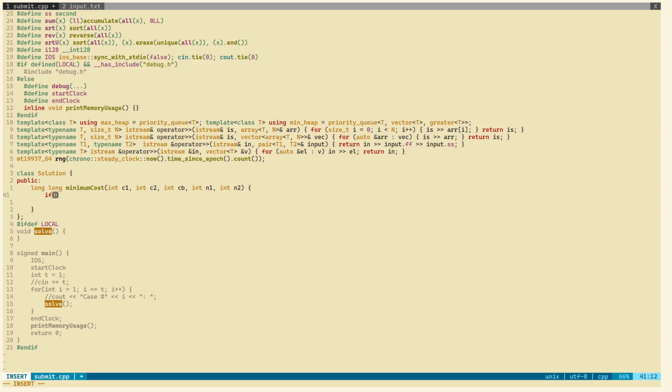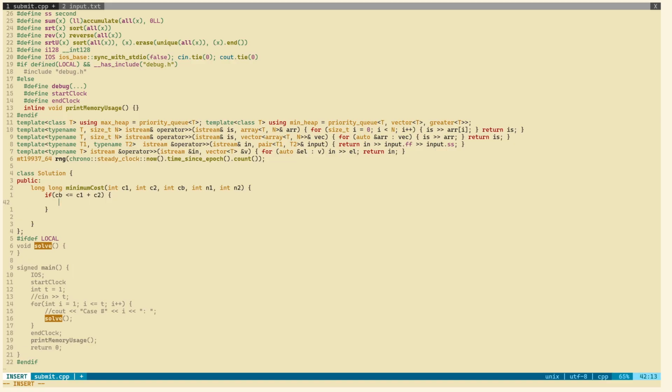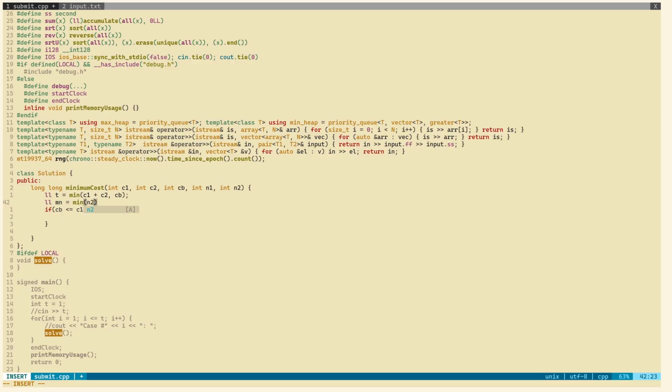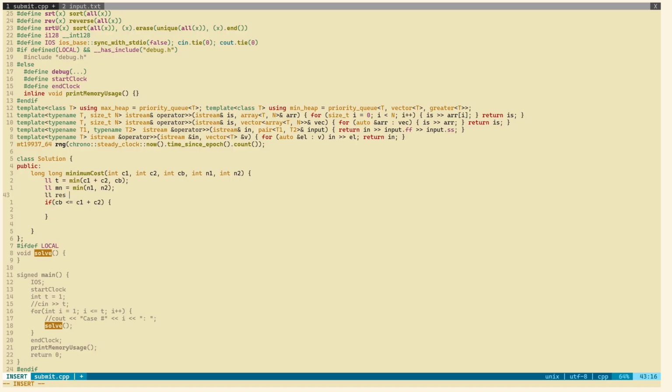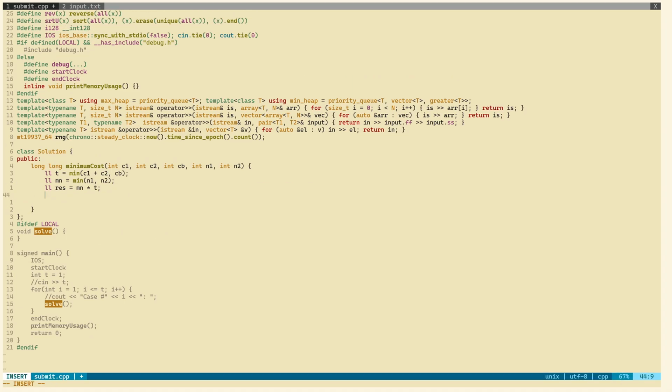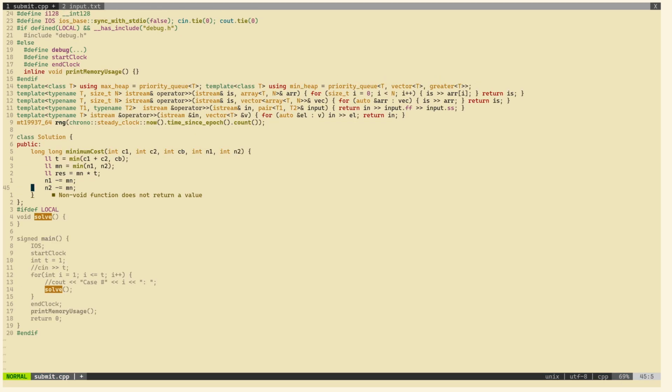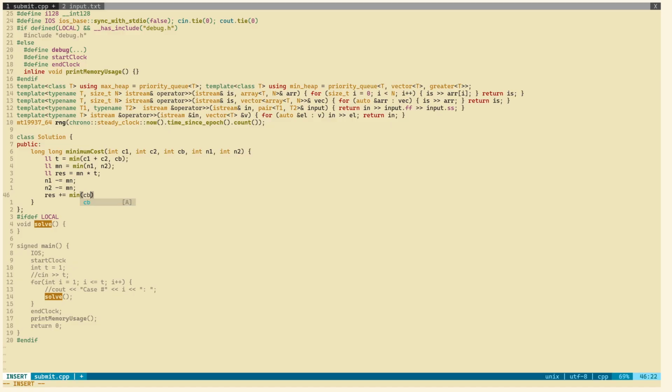I'm going to say if CB is less than or equal to C1 plus C2, min of C1 plus C2, CB, times T. Then min of CB, C1 times min of CB, C2 times N2.